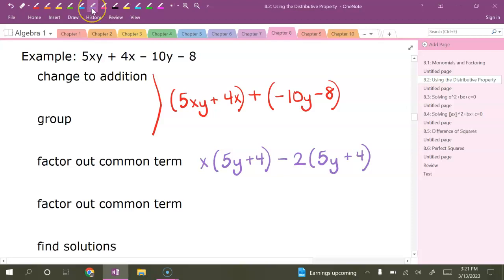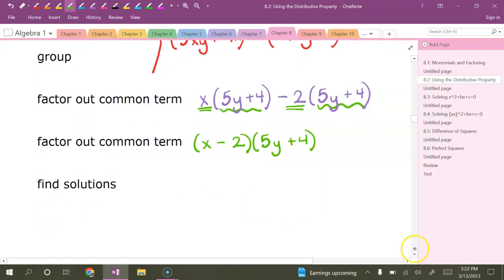So then what I do for my next step is I again take out the pieces that are sitting out front, which is the x and the minus 2, and that goes in one set. And then I take the 5y plus 4 because those match, and I put that in the second set of parentheses. Now what they also want me to do is find the solutions, so I set these equal to 0. So I set x minus 2 equal to 0, I add 2 over on this one, and that gives me an answer of x equals 2.